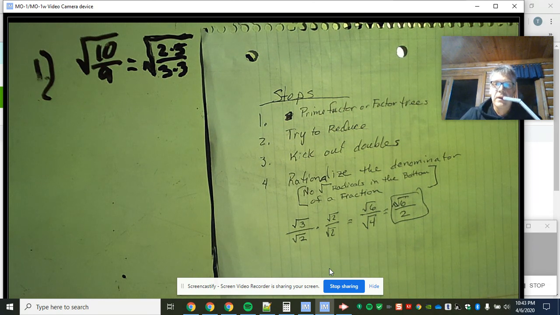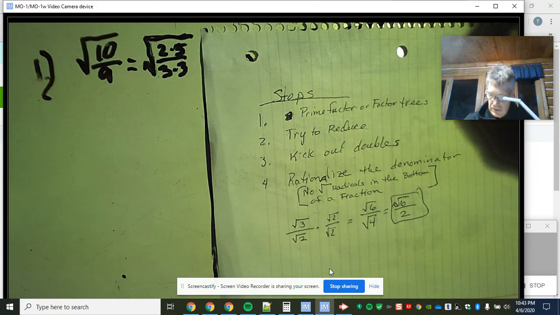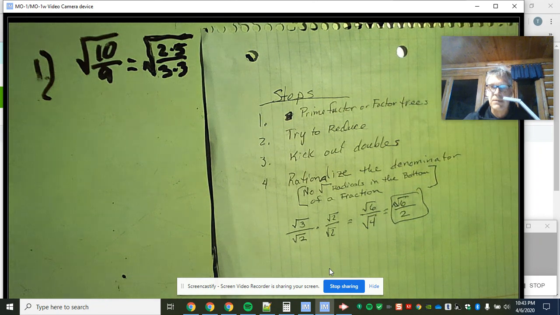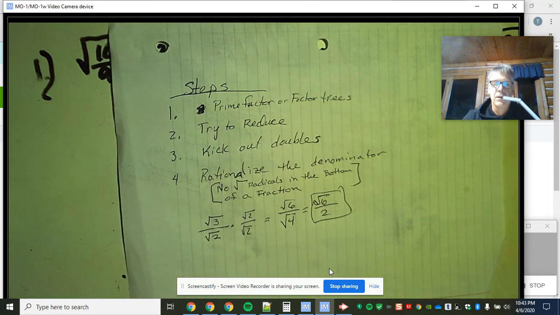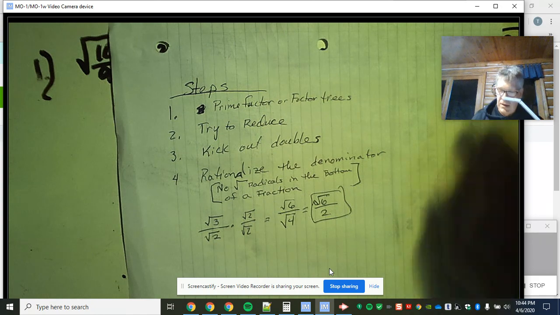I've set up 4 steps, so pause the video, write down these 4 steps here, and these are what you want to follow when you're doing your IXL today. And then copy the examples down so you have something to follow. You're going to find 3 types of problems in your IXL.